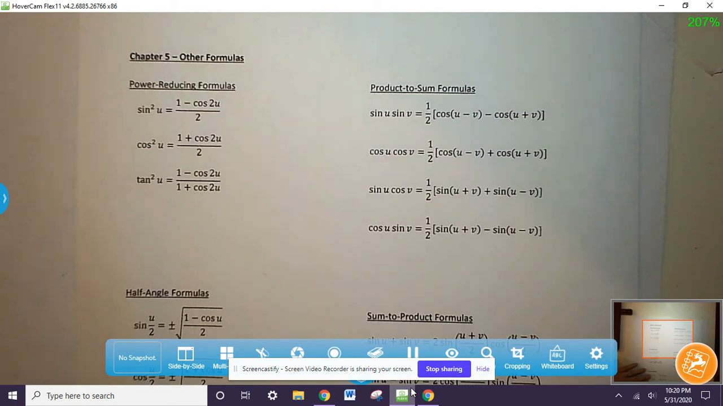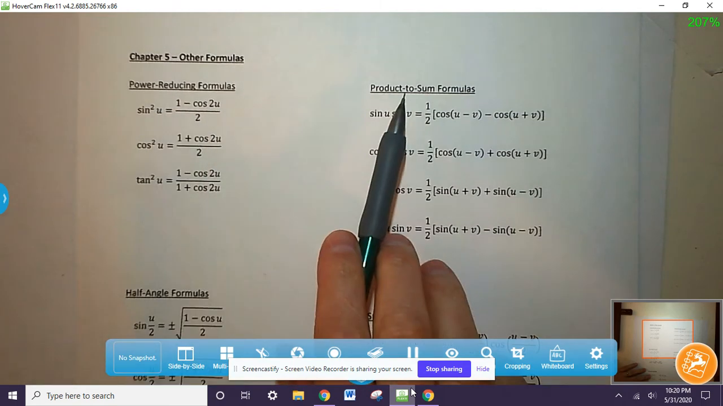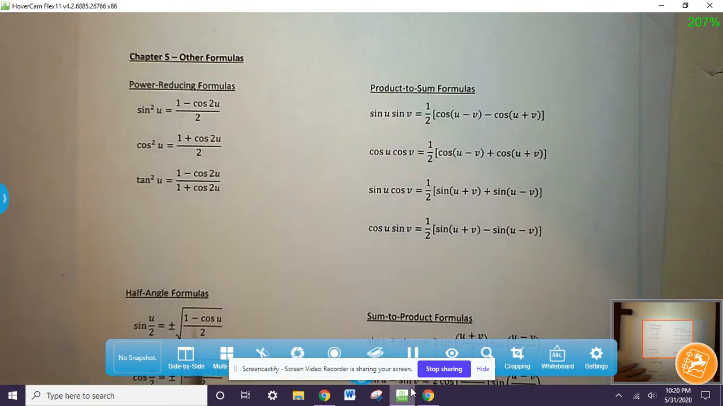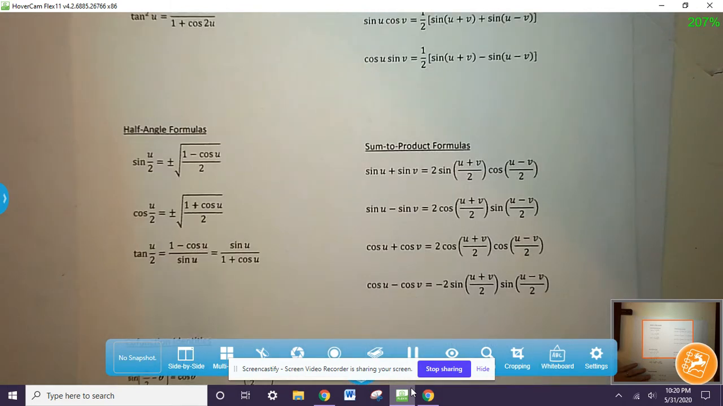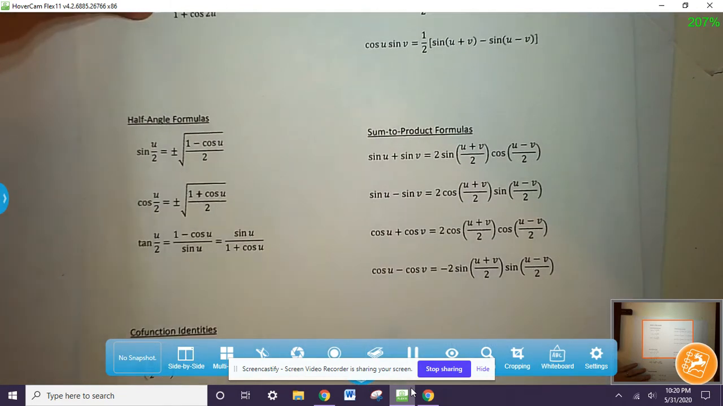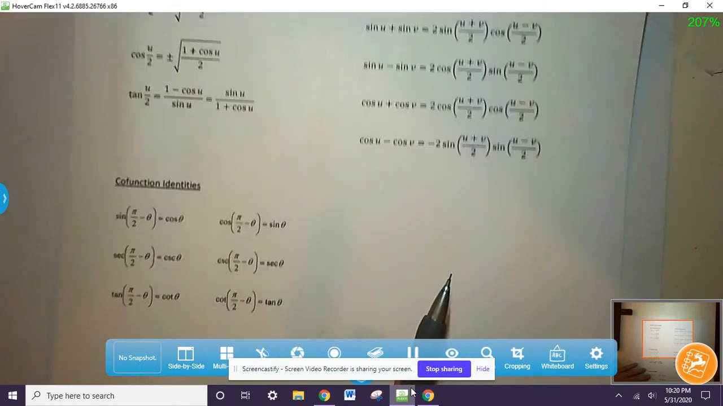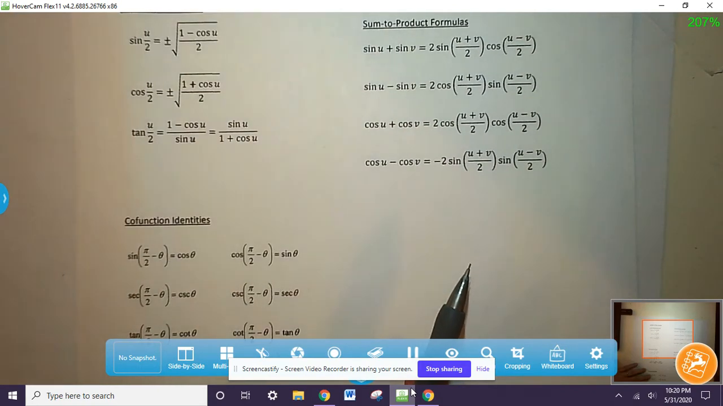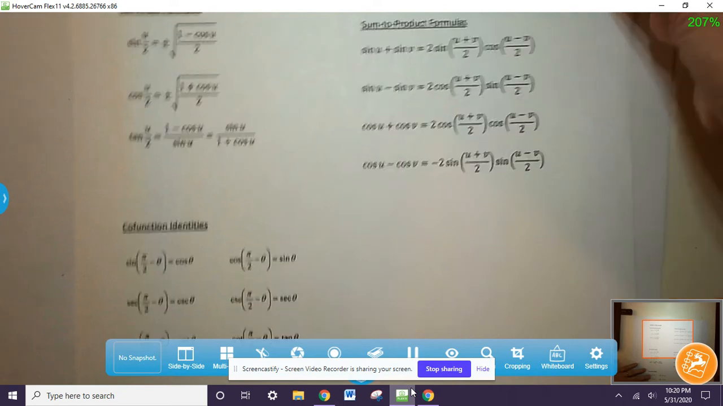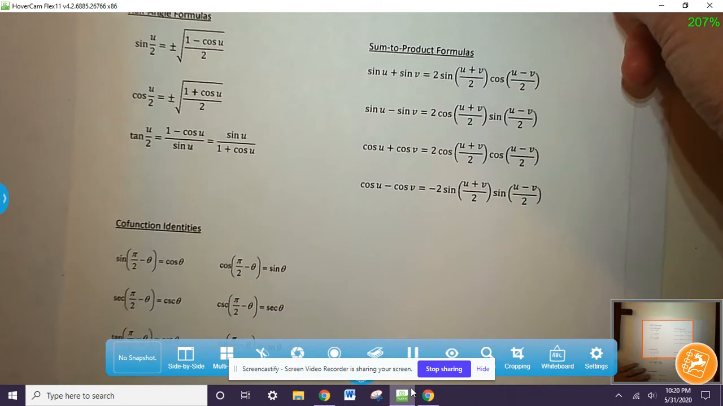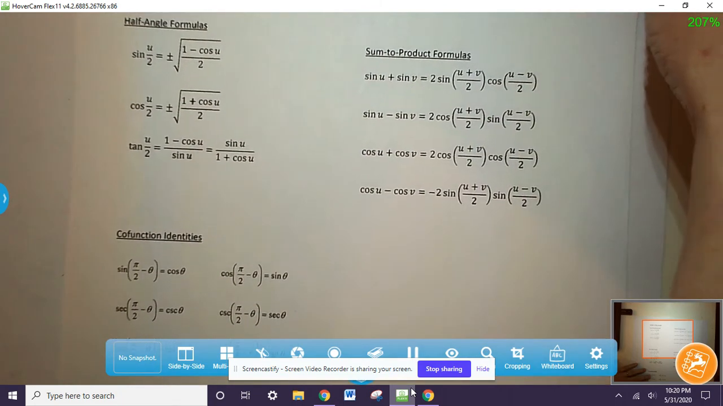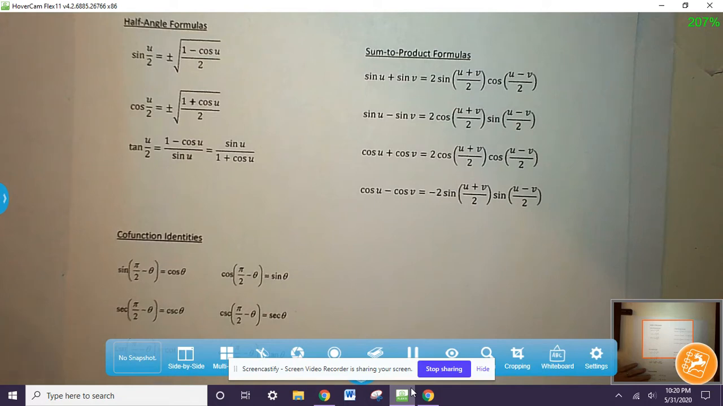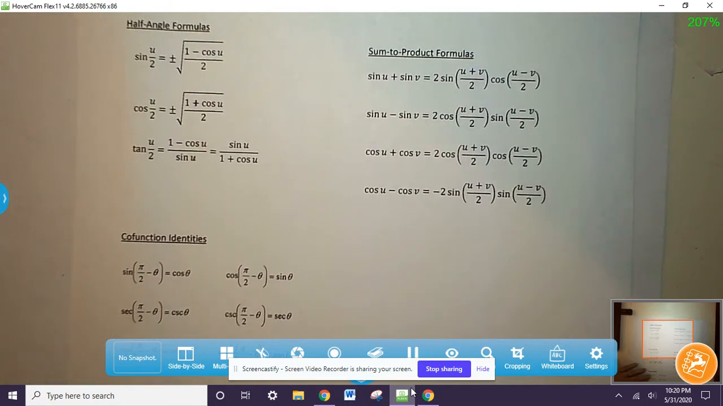So we have what are called power reducing formulas, product to sum formulas, half angle, sum to product, as well as co-function formulas or identities. All of these can be called identities or formulas, and other textbooks even have more formulas, different formulas. These are just the ones that appear in our textbook. And they can be used just to transform expressions into expressions that look different.